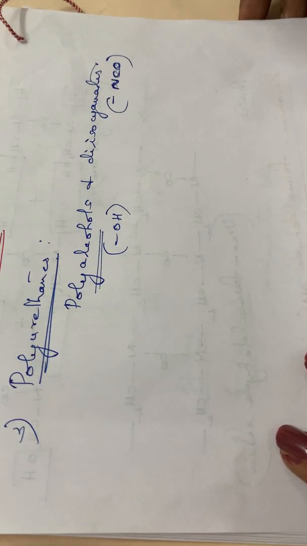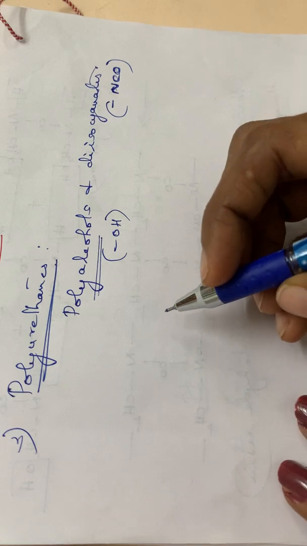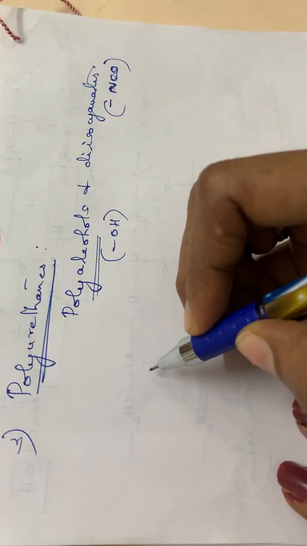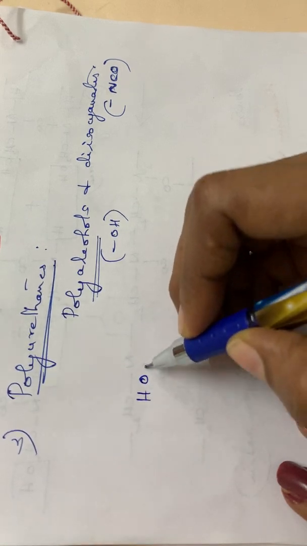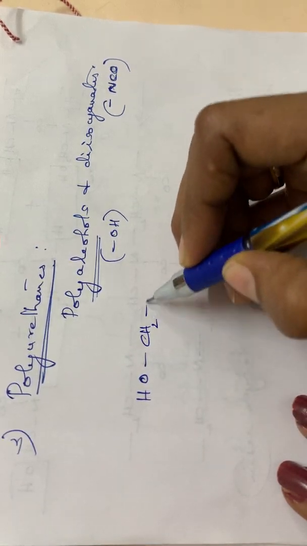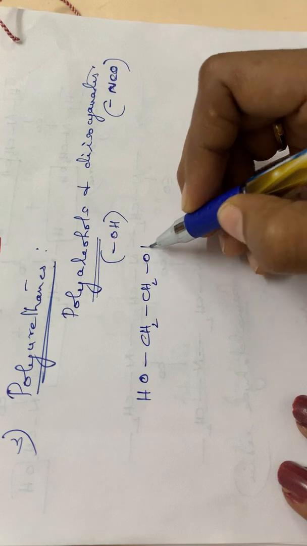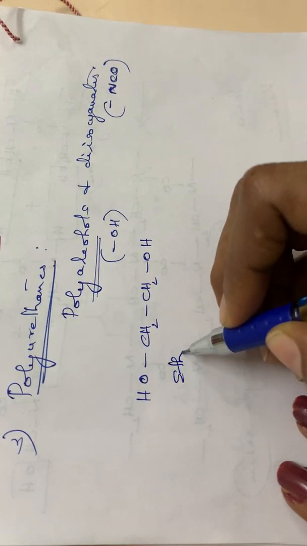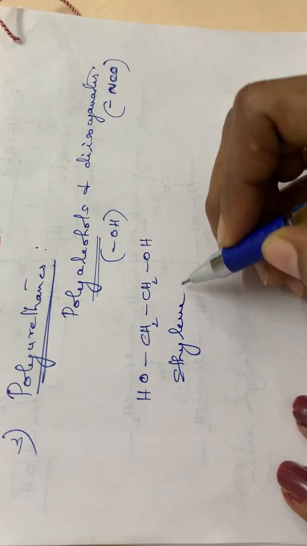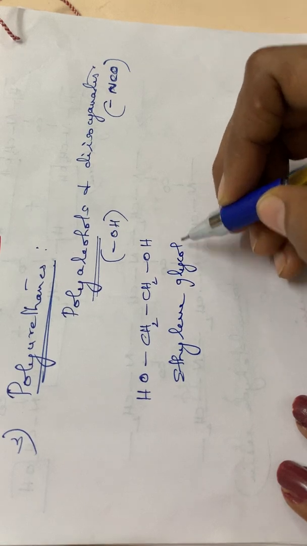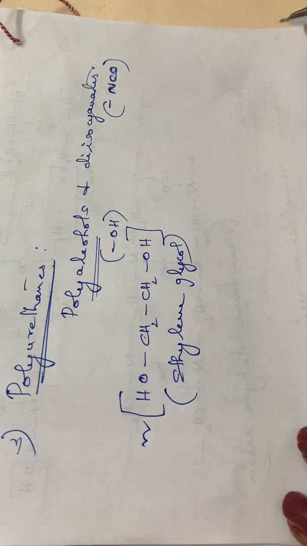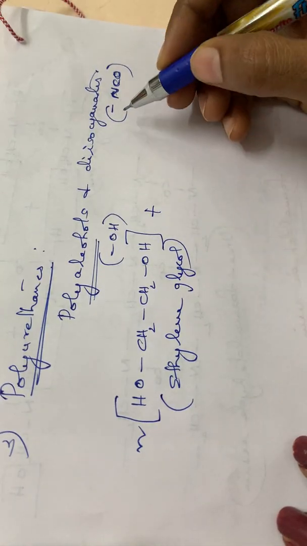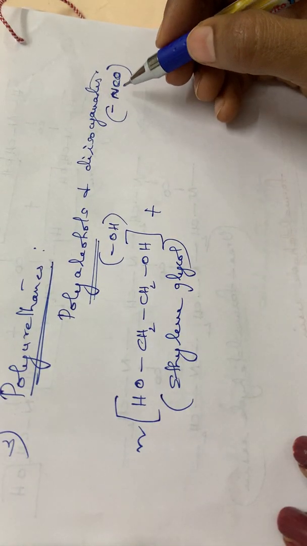So let us move on to one example. For example, ethylene glycol. The formula is CH2OH, CH2OH, isn't it? So I am writing it in a straight chain fashion: CH2OH, then CH2OH. This is ethylene glycol. So n molecules of ethylene glycol will be reacting with ethylene diisocyanate.